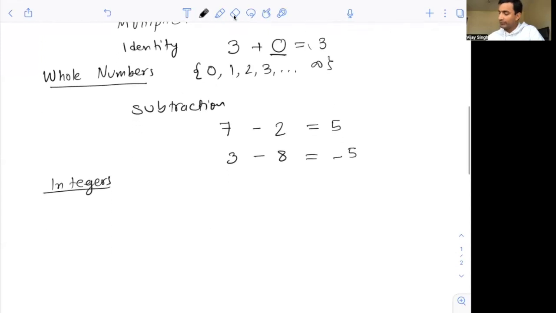Okay, so integers are a set. We already had the natural numbers 1, 2, 3, 4, and so on. We included the number 0 to make the set of whole numbers. Now we need the negative numbers. So minus 1, minus 2, minus 3, minus 4, and so on.